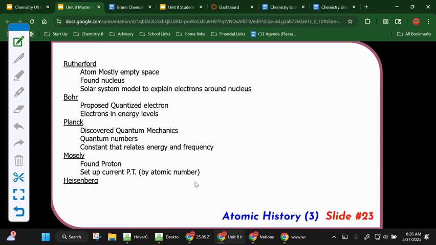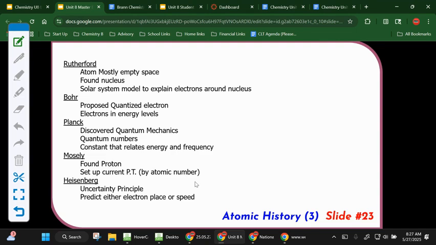Heisenberg, ladies and gentlemen. Is he on your list? Ooh, man. He gave us what is called the uncertainty principle. Now, what that means, ladies and gentlemen, is the uncertainty principle says that it is mathematically impossible. You can't do it. You cannot find the speed and the location of an electron at the same time. You get one or the other. You get its location or you get its speed, but you cannot have both.